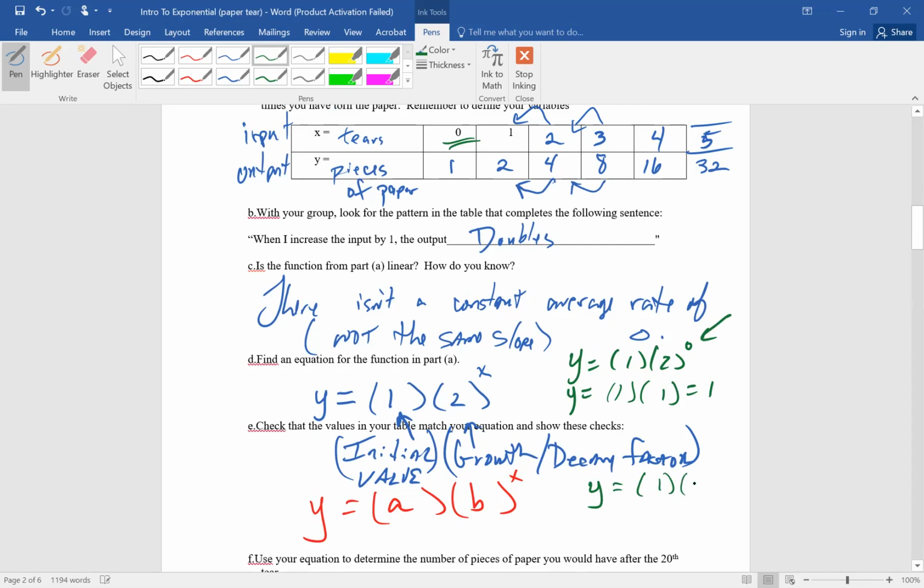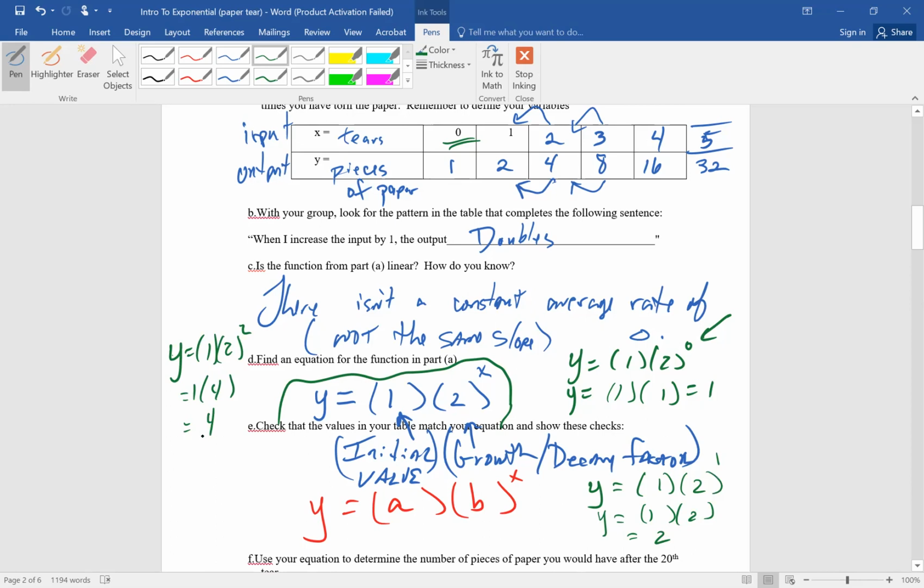Now notice I'm doubling there. If I did 1 tear, what happens? 1 times 2 is going to equal 2, I have 2 pieces. And we can keep checking this in green all over the place if you like. Now notice this is my function here. If I took 2 tears, then you'd have 1 times 2 squared, which is just 4. You have 4 pieces of paper.